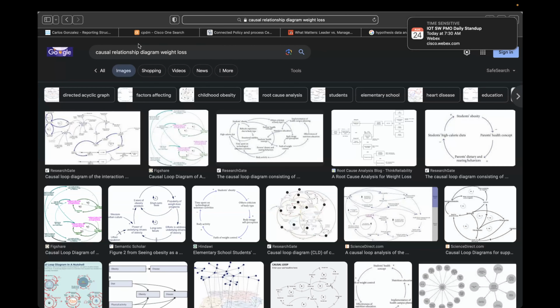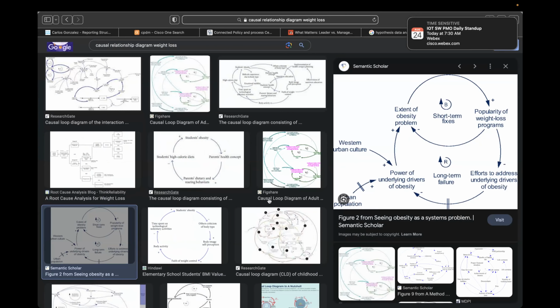What I'm going to do right now is I'm actually Googling some causal relationship diagrams, and I'm actually going to share it on the screen just so you can take a look at it. Okay. So we'll do a share on the screen. I'm going to make this a little bigger. And we'll just take a look at some.